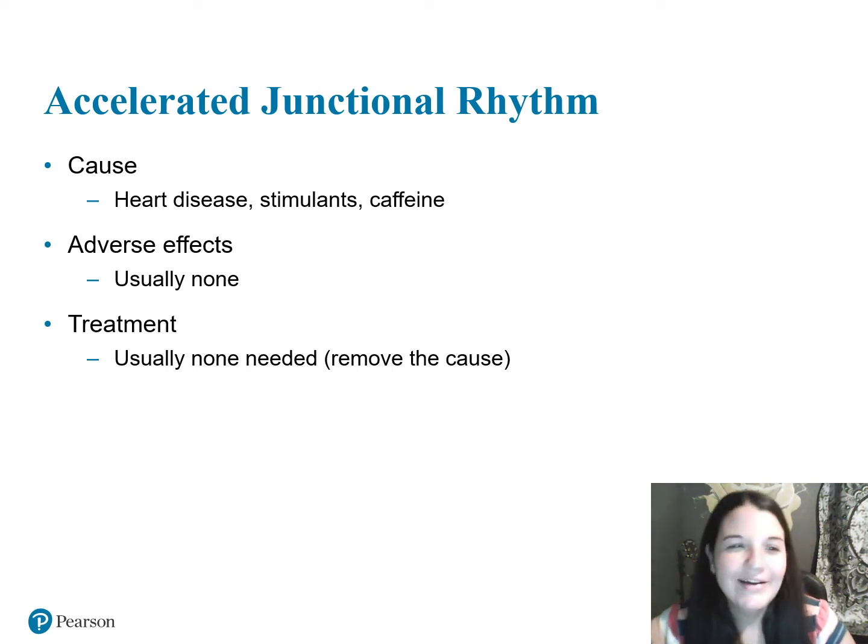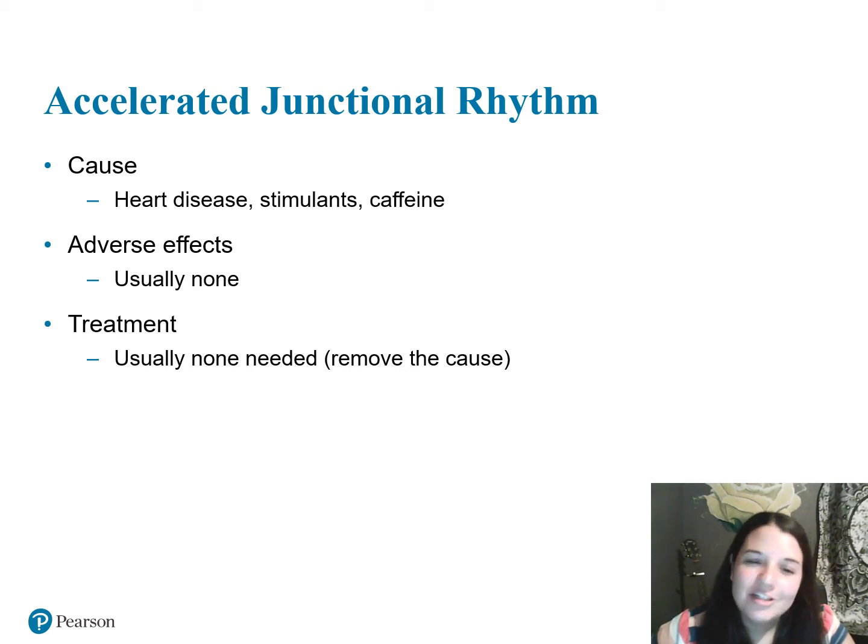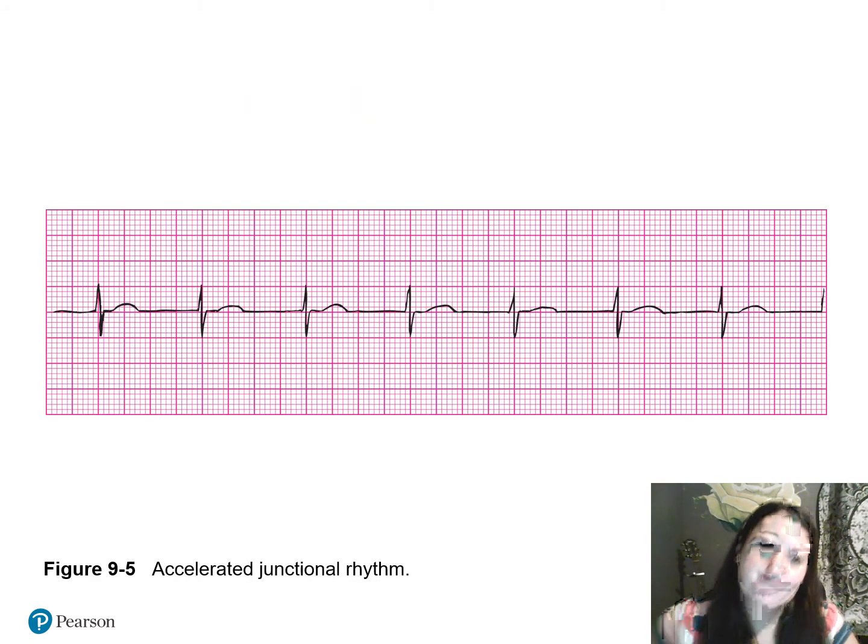Anyway. What can cause an accelerated junctional rhythm? Stimulants and caffeine. Adverse effects, usually none. Treatment, usually none. Remove the cause. So if my heart's going super fast, I want to stop drinking those energy drinks. Do not keep drinking them.